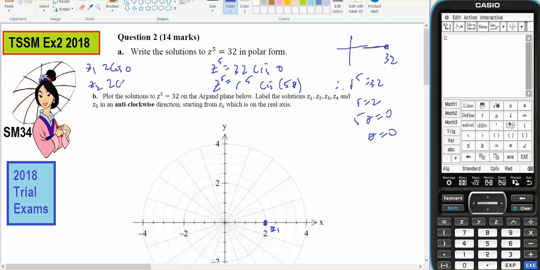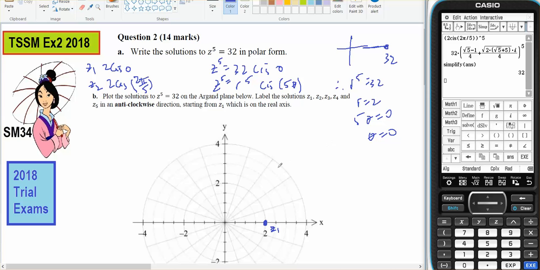Z2 will be 2 cis of, I need to go around 5 times, so it's going to be 2 pi divided by 5. And I might just double check that. I've got cis to find, so 2, I've got shift equals gives me cis, 2 pi divided by 5, and close that and then put a bracket around it, and raise to the power of 5, and simplify, and 32 is my answer.